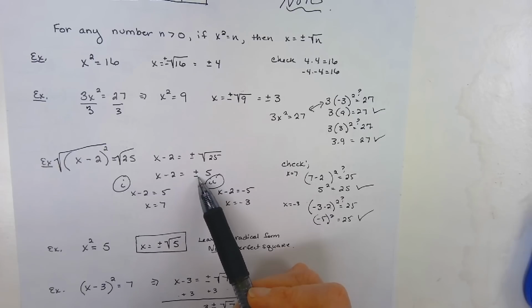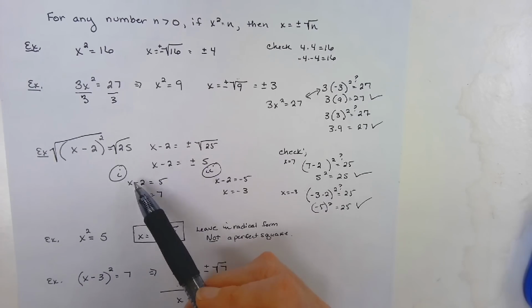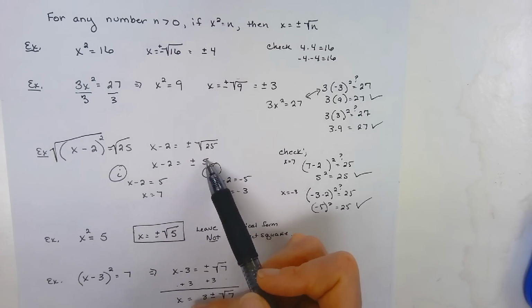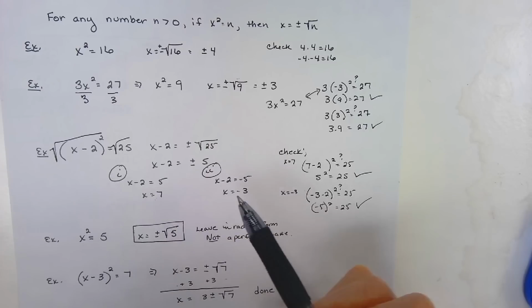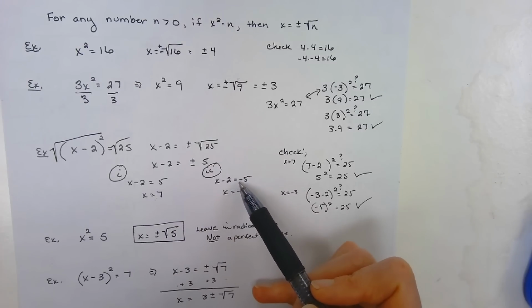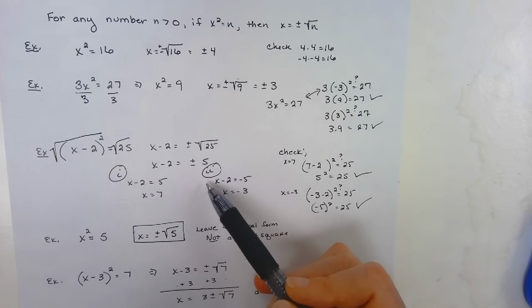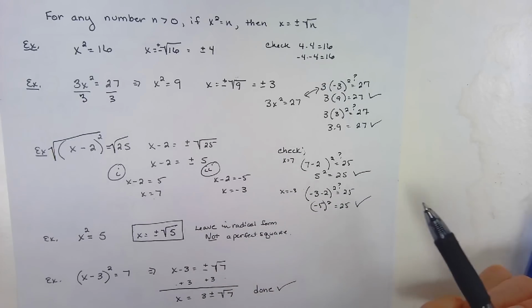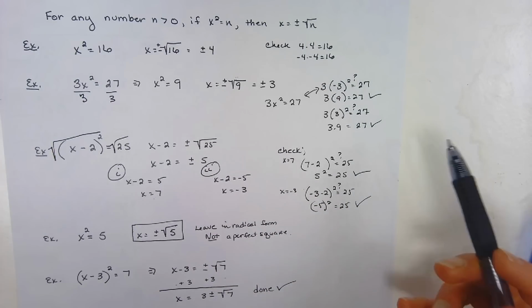If I look at this equation here, x minus 2 equals plus or minus 5, I'm going to look at each case of solving for x. X minus 2 equals 5 is the first case, and I add 2 to both sides to get x equals 7. X minus 2 equals negative 5 is the second case where I'm setting it equal to the negative 5. So x equals negative 3. And then I check the answers over here.